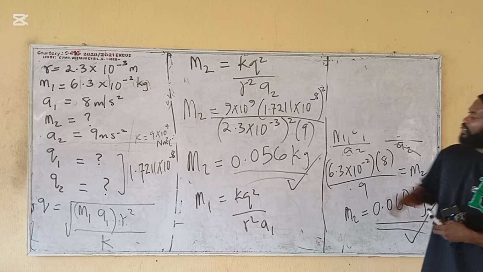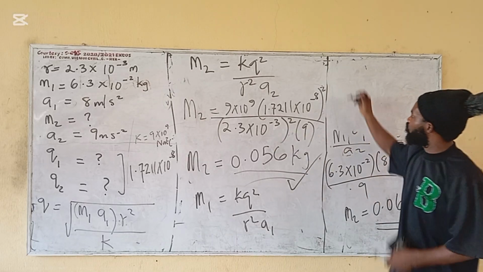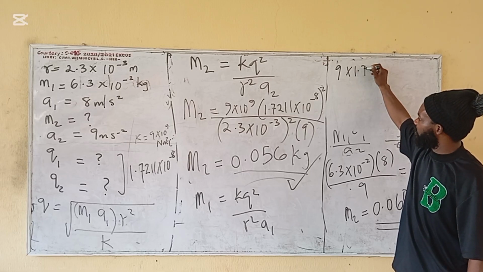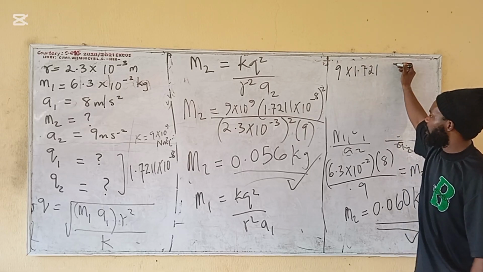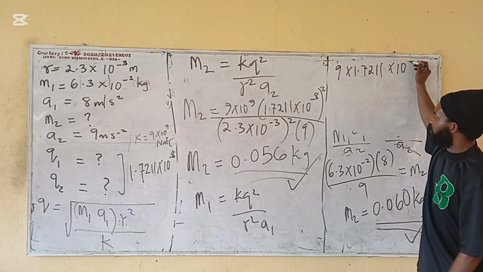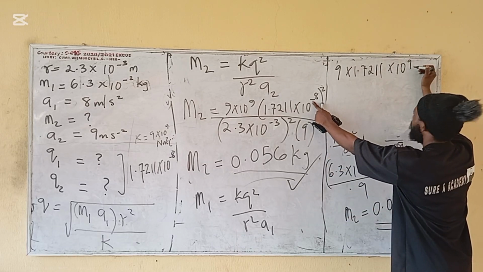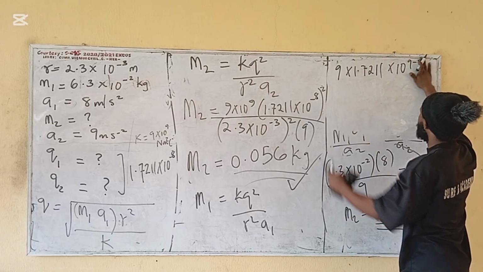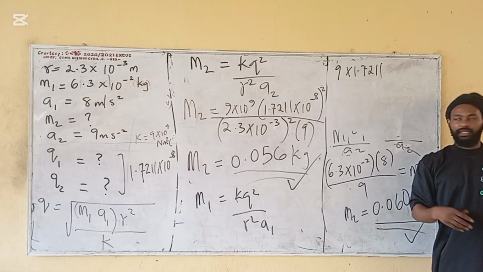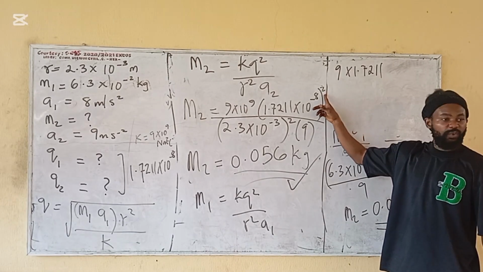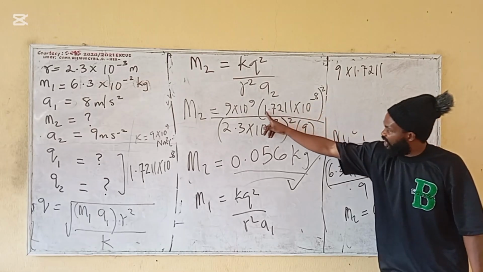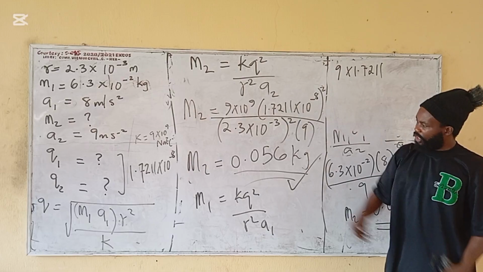Okay, that means for example, how you can be doing it is to say, I have 9 times 1.721. Are you seeing it? Then I push the tens to one side, times 10 raised to power 9. So you see that this is minus 8. Before doing it one by one, you might end up forgetting it. So square this value. When you square it, what do you have?